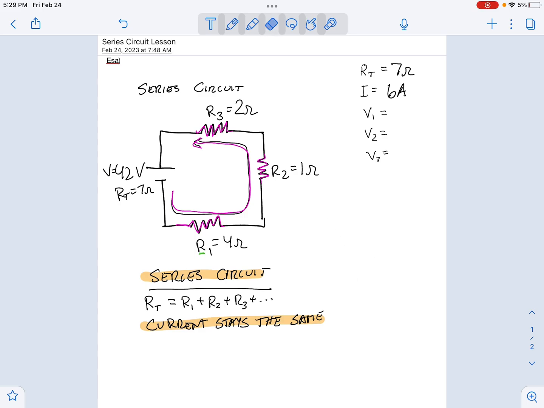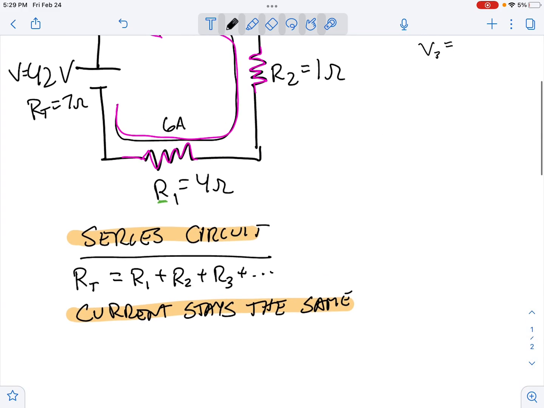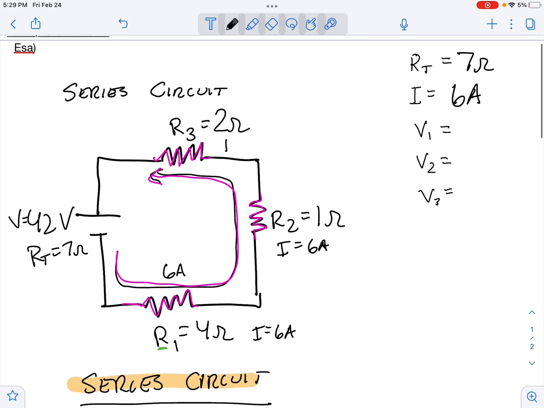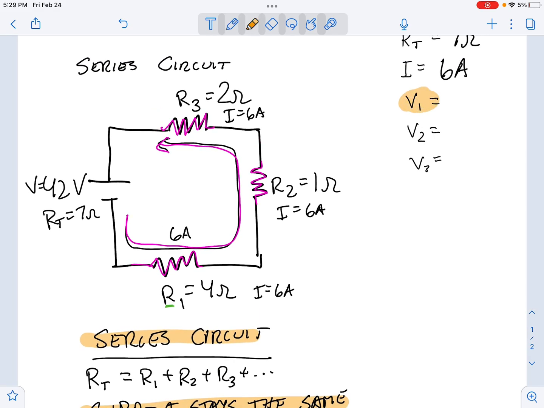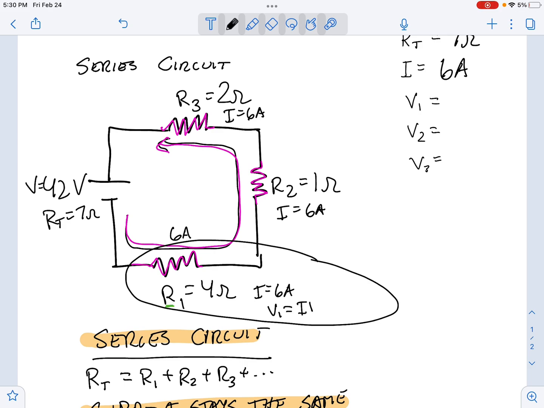Okay, so now we know that the current all the way around is 6 amps, which means that if we zoom in, the current here is 6 amps, the current here is 6 amps, and the current here is 6 amps. So now when we're trying to solve for V1, we can go and look locally here, because that's our R1. So we can say, okay, V1 is equal to I times R1.